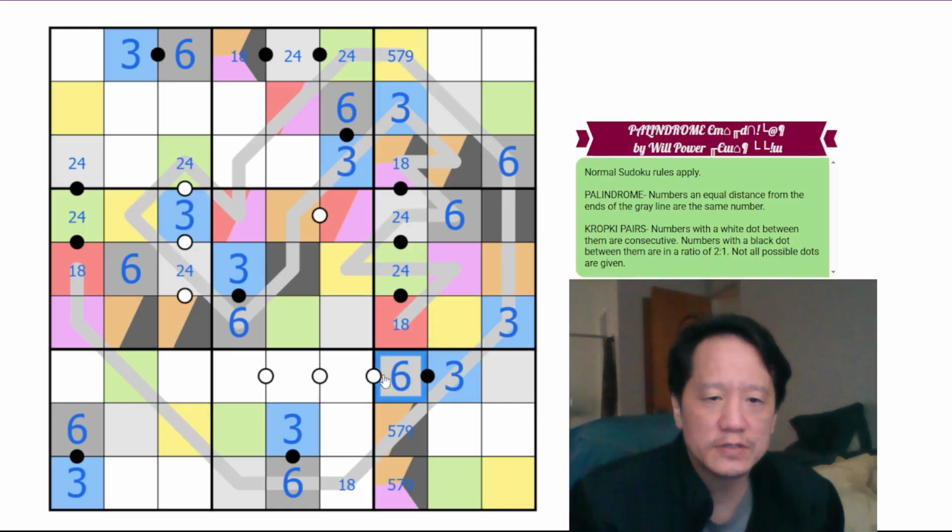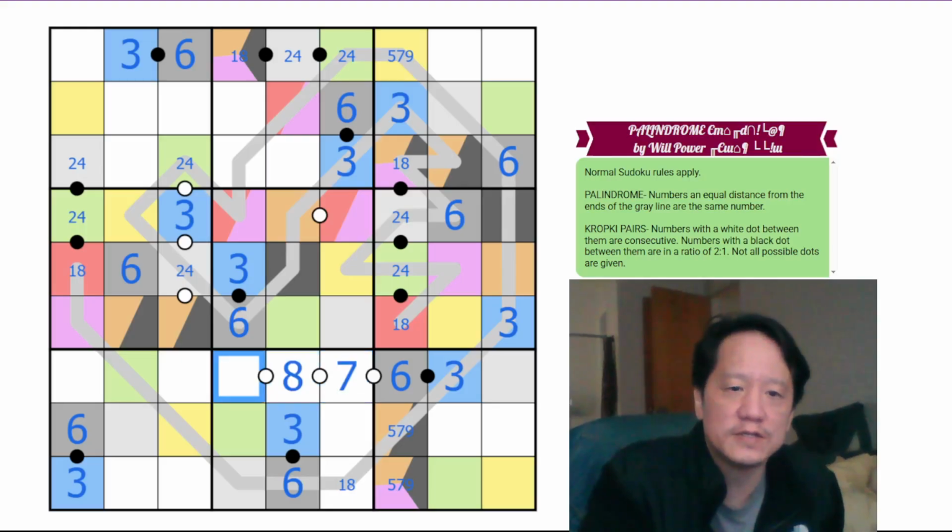This cannot be 6 down to 5, because then that would force this to be 4 and 3, which is not allowed. So this has to be 6, 7, 8, and 9. So this is 7, this is 8, this is 9.